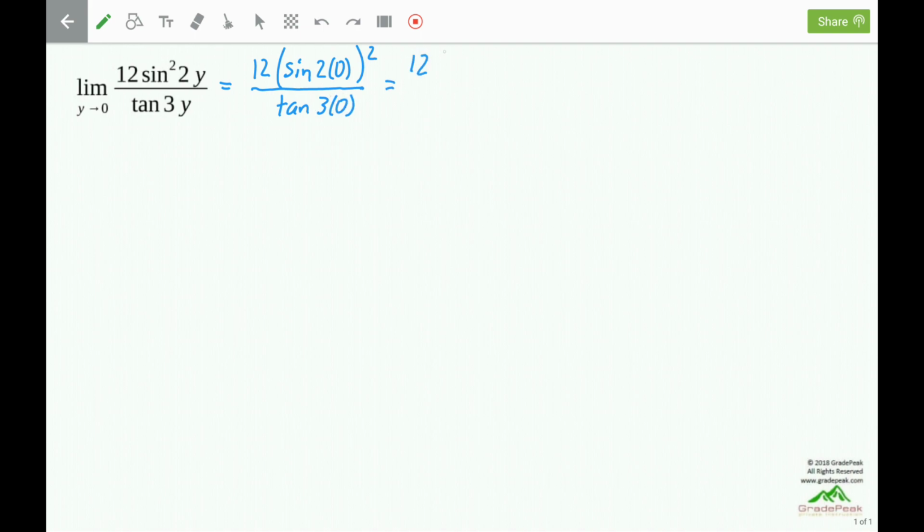So in the numerator we have 12 times the sine of 2 times 0, which is 0, quantity squared, divided by the tangent of 3 times 0, which is a 0. The sine of 0 is 0, so 12 times 0 squared divided by the tangent of 0, which is the sine of 0, 0, divided by the cosine of 0, 1, 0 over 1 is 0. 0 squared is 0. 12 times 0 is 0, and we end up with a 0 over 0 indeterminate form.